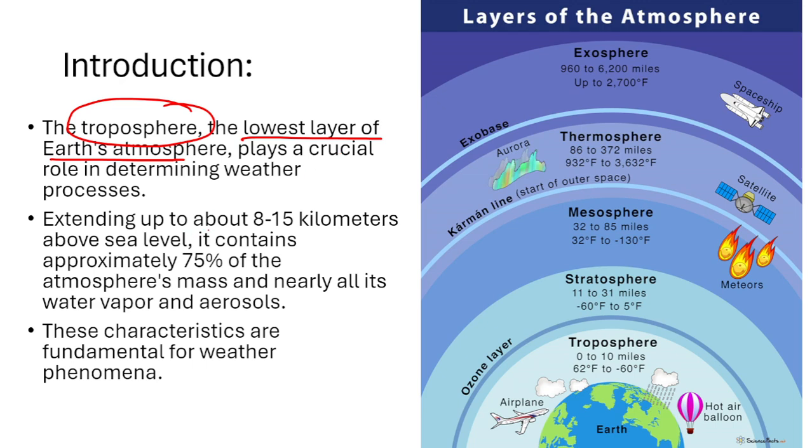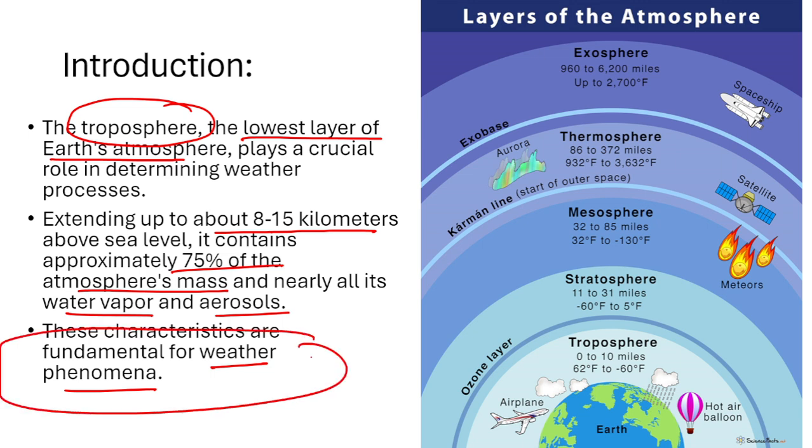Next, it extends up to 8 to 15 kilometers above sea level, and contains approximately 75% of the atmospheric mass and nearly all the water vapor and aerosols. These characteristics are fundamental for weather phenomena. Now this is the line that connects to the main body. Why is the troposphere so important? Because it has fundamental factors which are important for weather phenomena. Now, how weather phenomena occur in this troposphere, we will explain in the main body part.